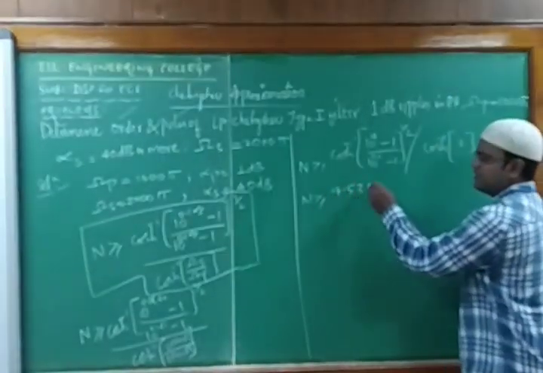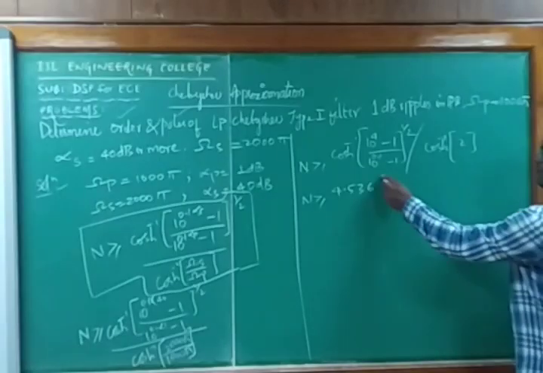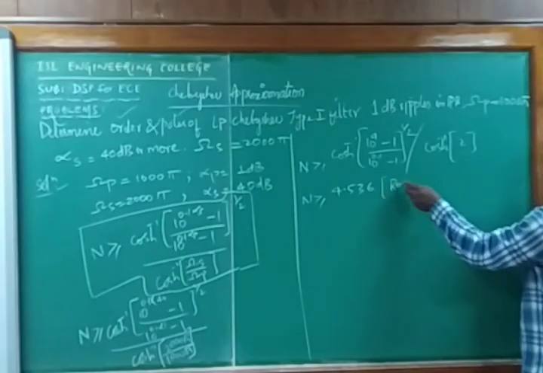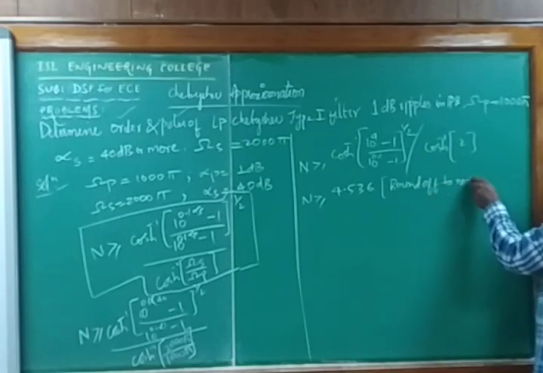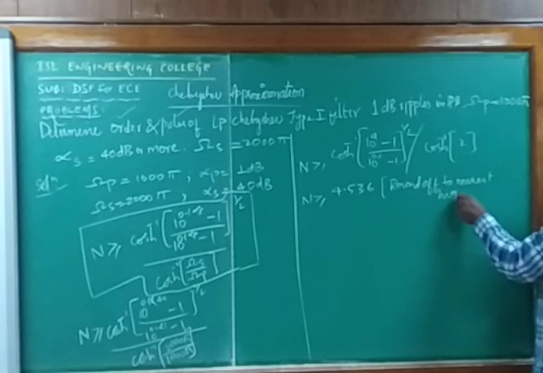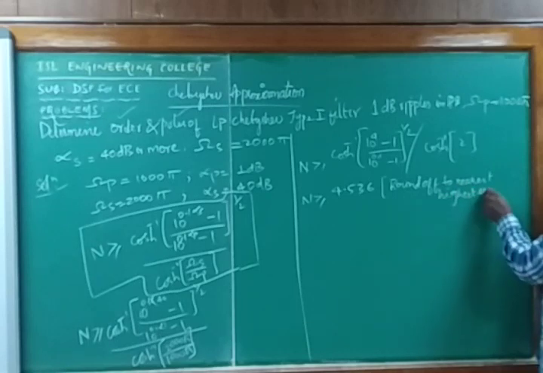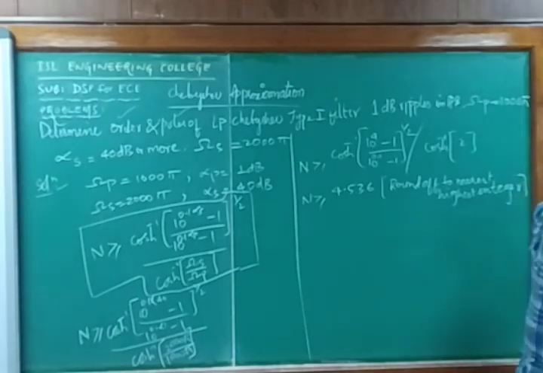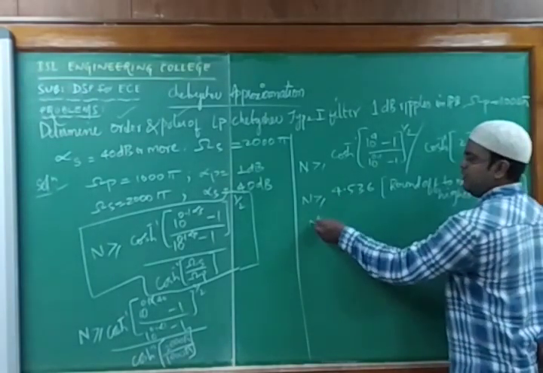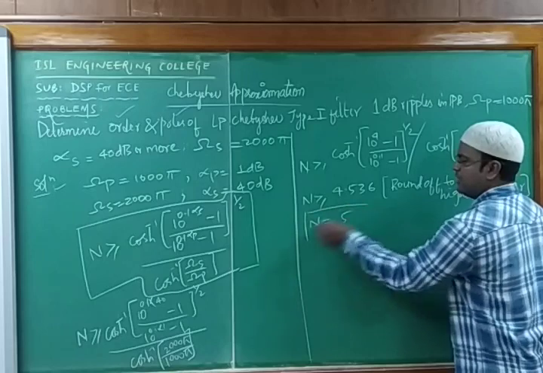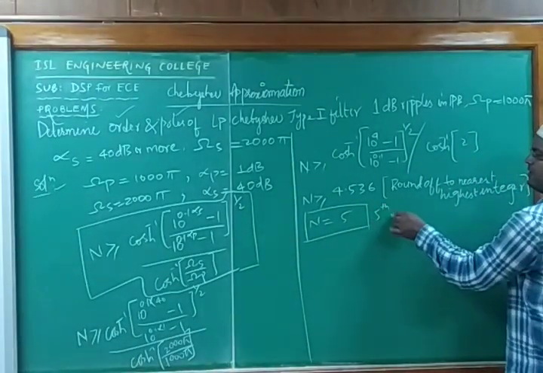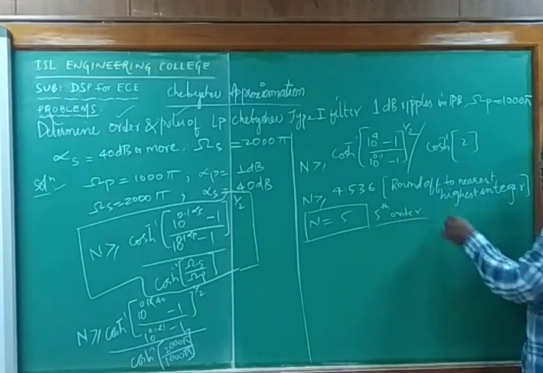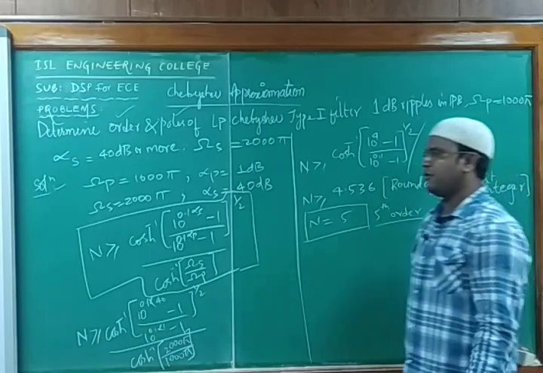So what is the point we need to keep in mind? We need to remember that we need to round off this particular value to the nearest highest integer. After 4.5, next would be 5. That means it's which order? It is a fifth order filter. So we found the order, right? That is the first parameter of the given problem, done.